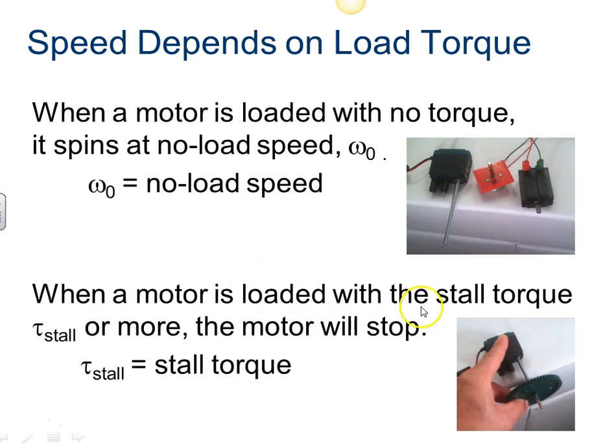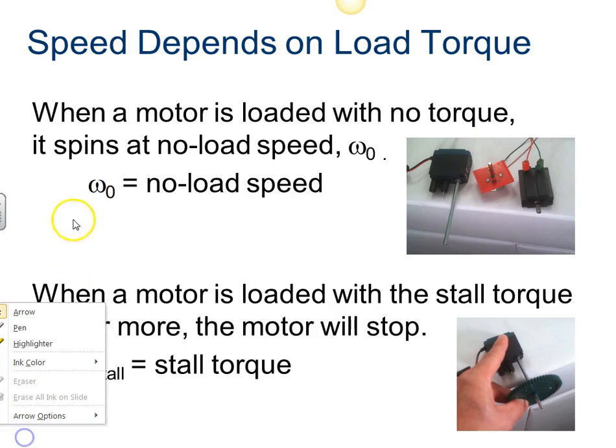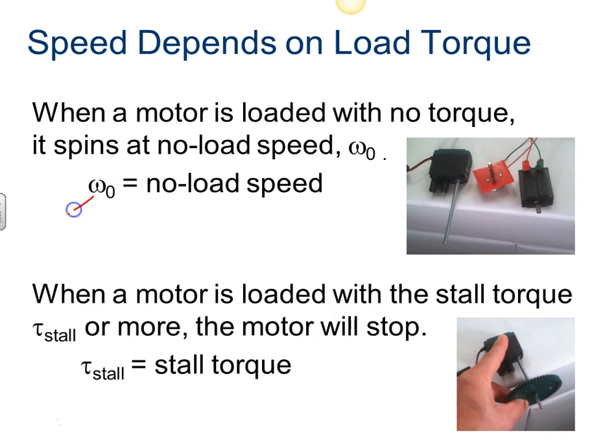When a motor is loaded with the stall torque, tau stall, no more, the motor will stop. And there we would say that tau stall equals the stall torque. Making sure that we have the symbols down here: this particular symbol is the Greek letter omega, lowercase, and this letter is the Greek letter tau. So tau is torque, omega is the no load speed.